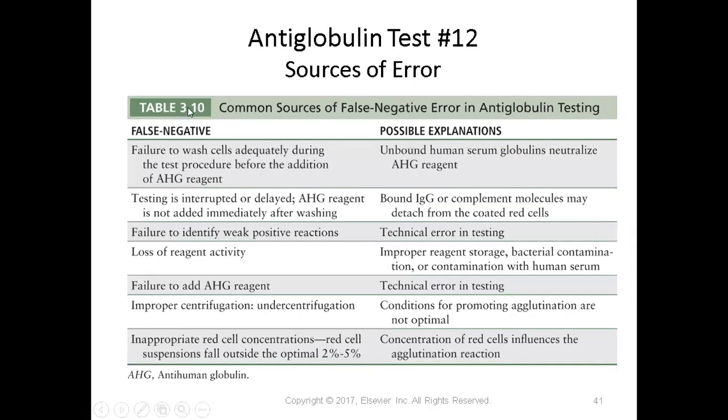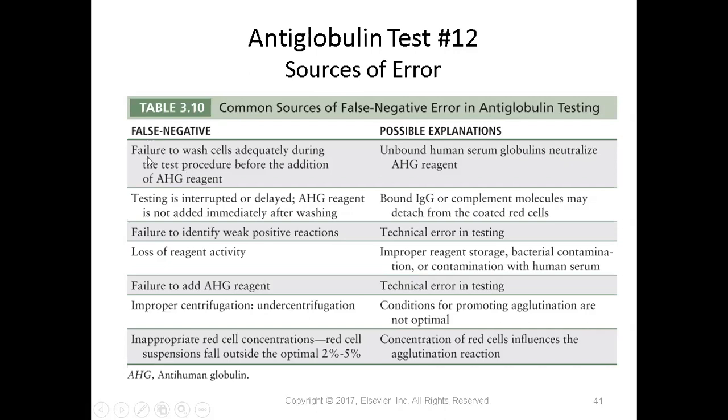So next we're going to look at table 3.10, which is going to outline false negative errors that can happen in antiglobulin testing. And the first one is really very important. I'm going to just mention it briefly now, but we're going to spend some time on another slide in a minute looking in more detail how this actually happens.